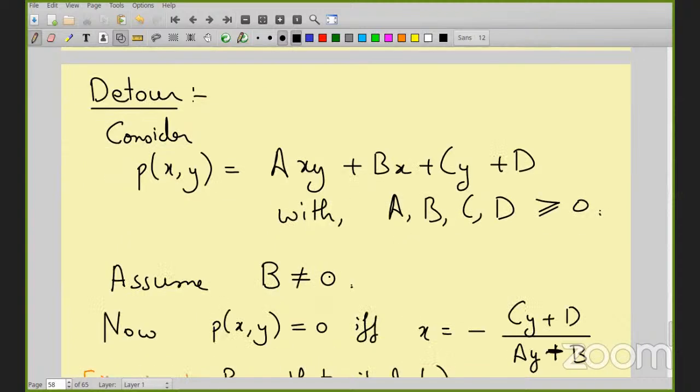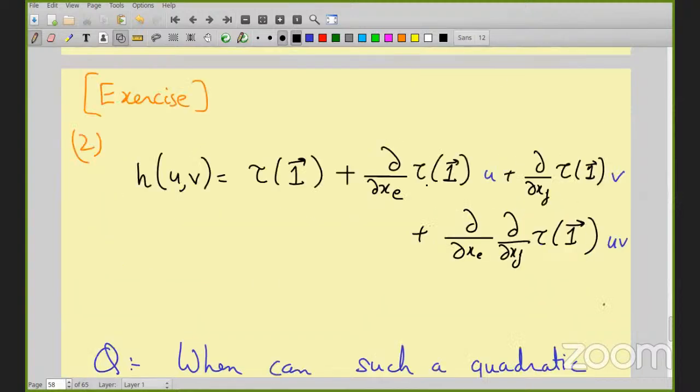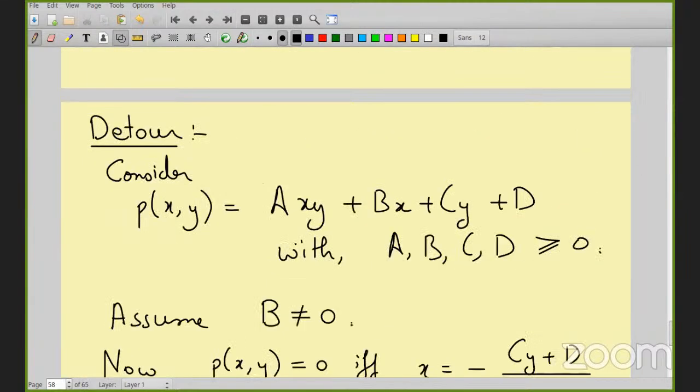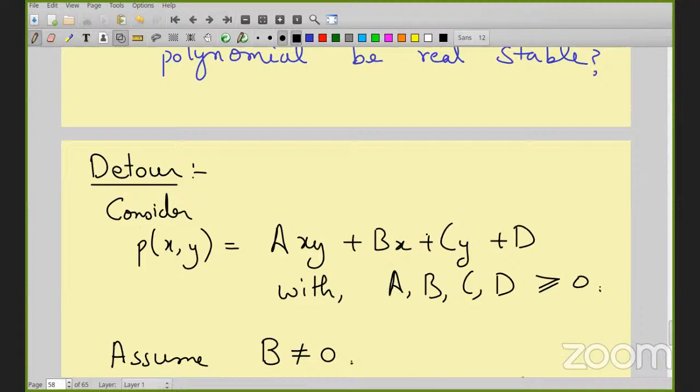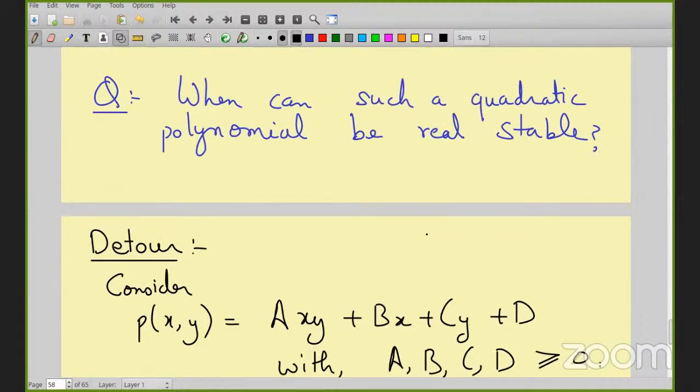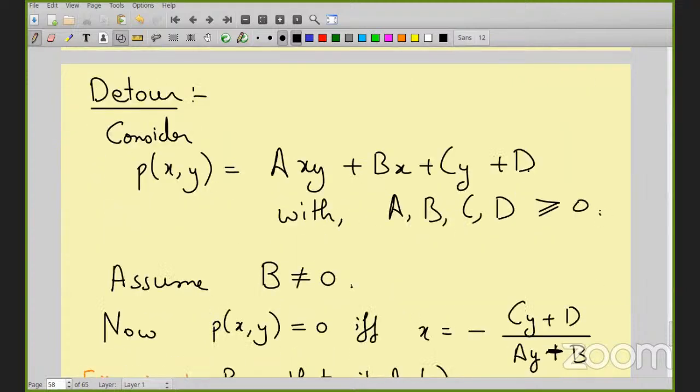And I'm assuming that b is not 0. So actually we can assume even that b and c are not 0. Let's assume that b is not 0. Okay. And now I want to see when can this be real stable. So let's see, when can it be 0?